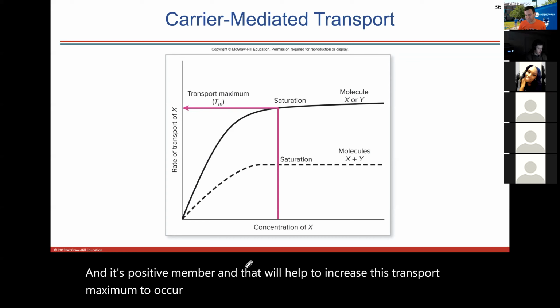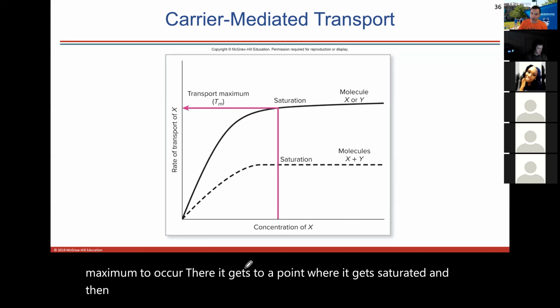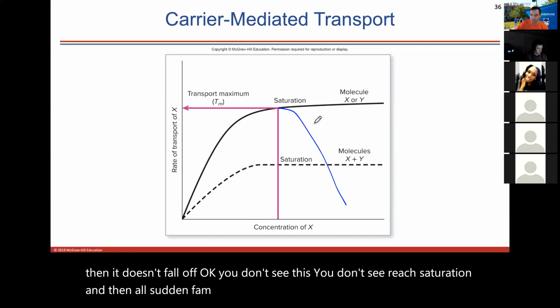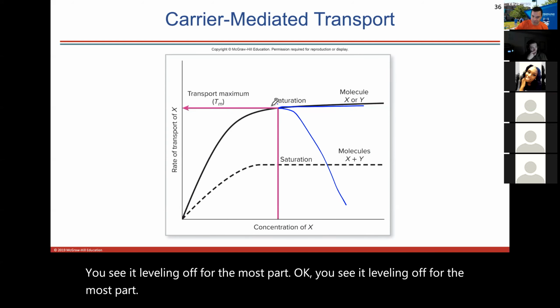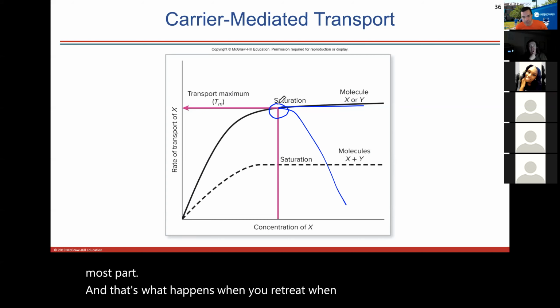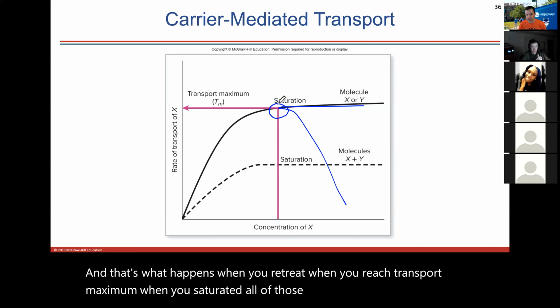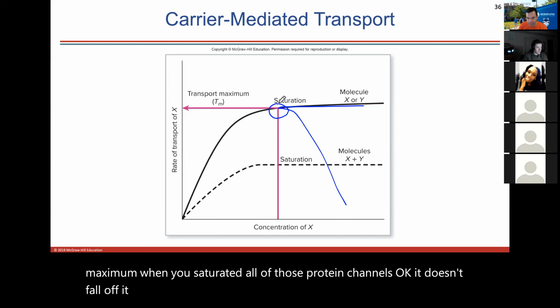It gets to a point where it gets saturated, and then it doesn't fall off. You don't see it reach saturation and then all of a sudden, bam, you don't see that at all. But what do you see? You see it leveling off for the most part. That's what happens when you reach transport maximum. When you've saturated all of those protein channels, it doesn't fall off. It doesn't drop off. It levels out.